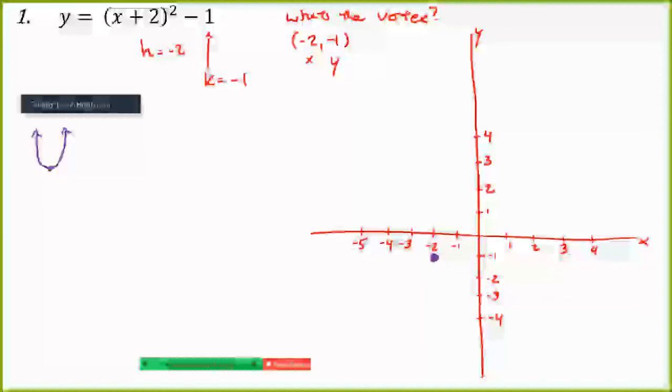Okay, so we've got our vertex. The number we're interested in is -2. That's the x value of our parabola, of our vertex, I should say. Sorry, the x value of the vertex. And it's on that line. That's the axis of symmetry, or the line of symmetry.